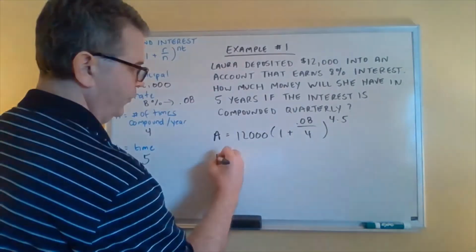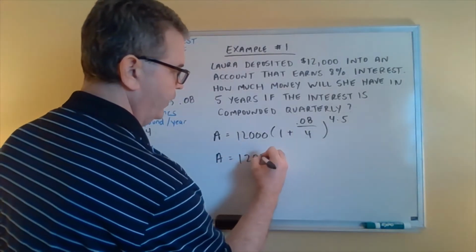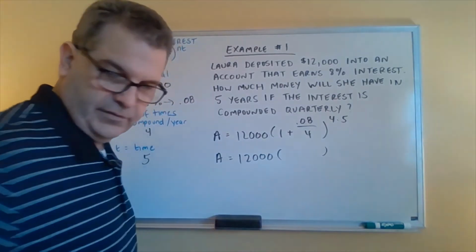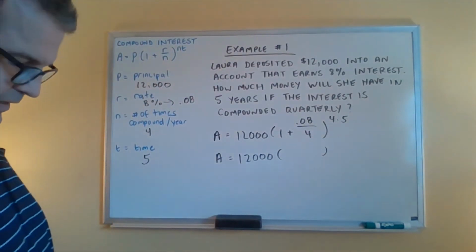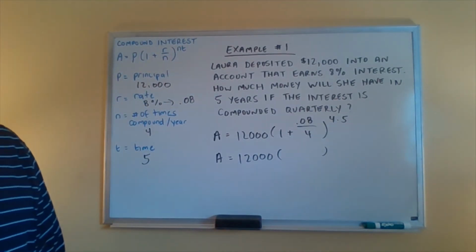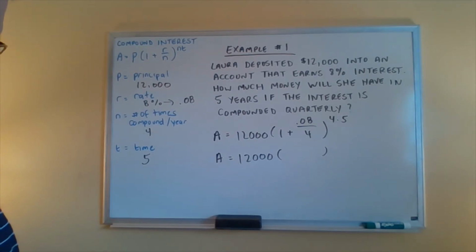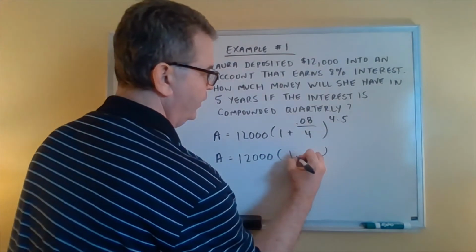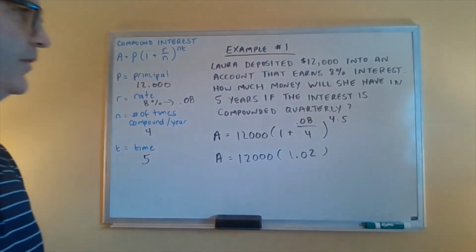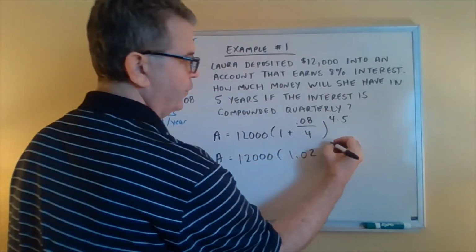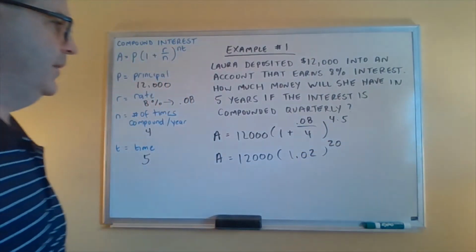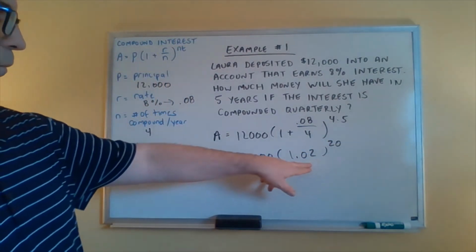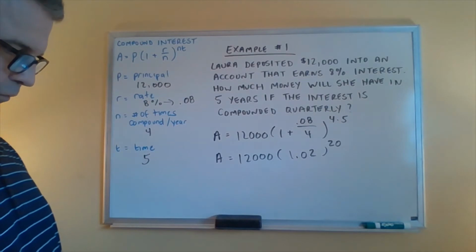Let's simplify this up a little bit. A equals 12,000. Let's just simplify what we got going on inside the parentheses here. So we're going to have 0.08 divided by 4. That's 0.02. So we're going to have 1.02 inside the parentheses. And of course, 4 times 5 is 20. So now we just need to, let's raise 1.02 to the 20 power.